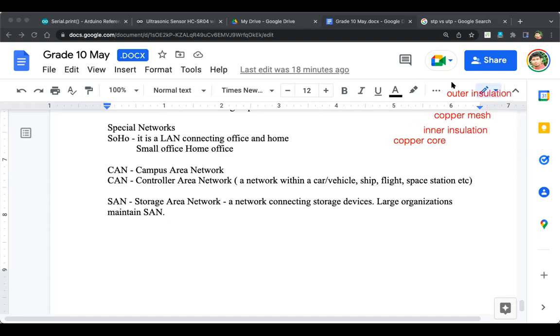So this is again protecting the line from electromagnetic interference. This is also protecting the line from electromagnetic interference because the copper mesh is used to reduce the electromagnetic interference coming from the outside.